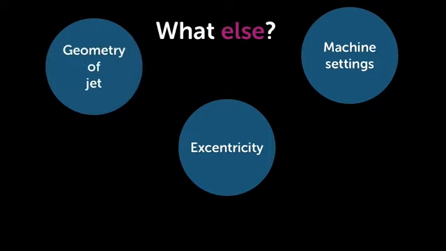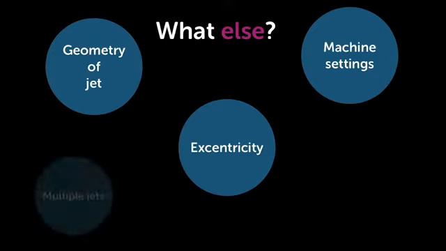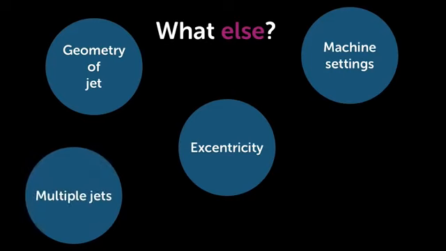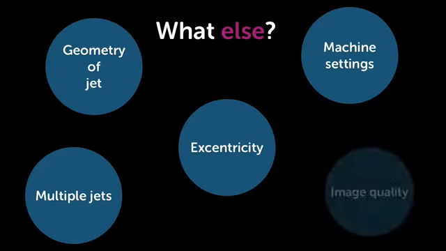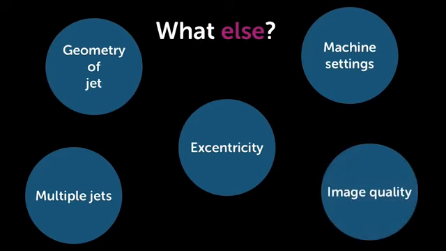The geometry of the jet, especially if we only look at mitral regurgitation in one view, which you should not do. Multiple jets, you have to add them together basically. And finally, image quality, especially image quality, because if you cannot visualize a jet, we will not detect mitral regurgitation at all, or we will severely underestimate it.